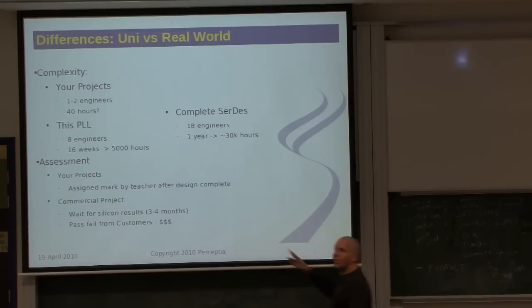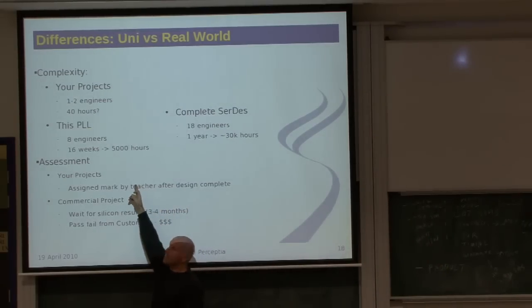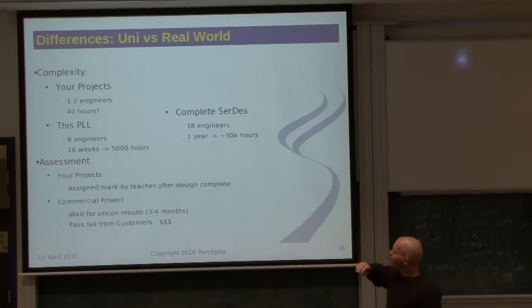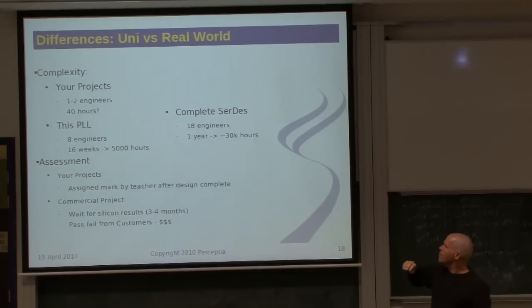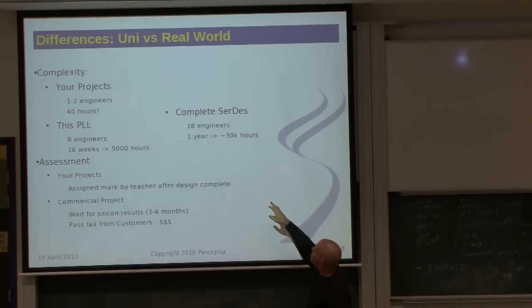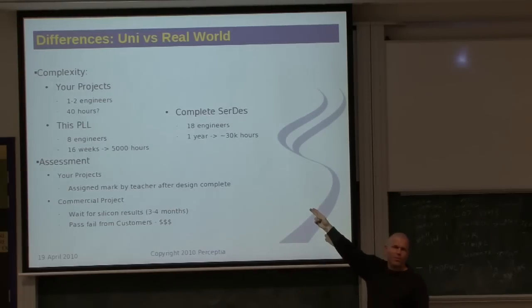So a small real-world project, 8 engineers for 16 weeks is 5,000 hours of effort. We're talking, going back to your 20 hours, about 250 times bigger. Yeah, that's about right. A real project, we're talking 30,000 hours. I'm quoting projects at the moment that are 10 times bigger than that.